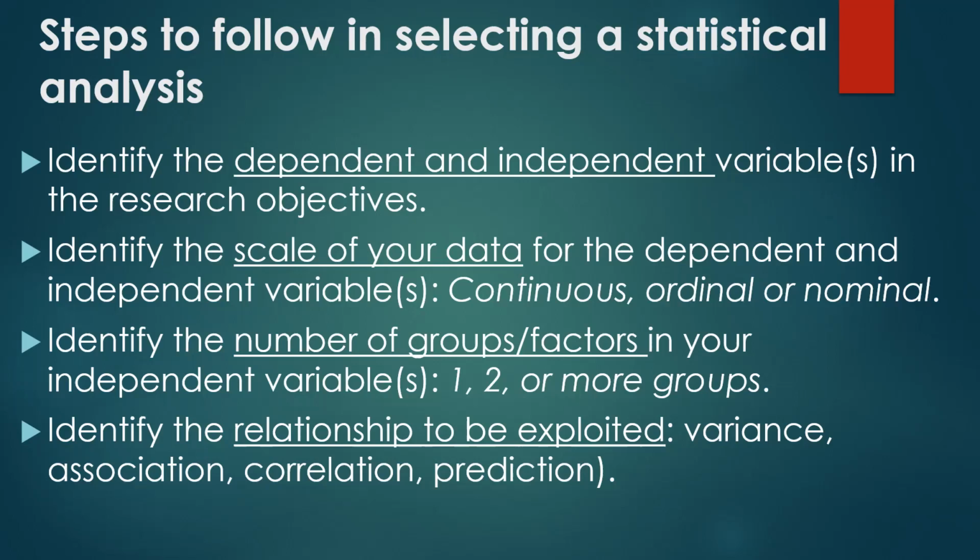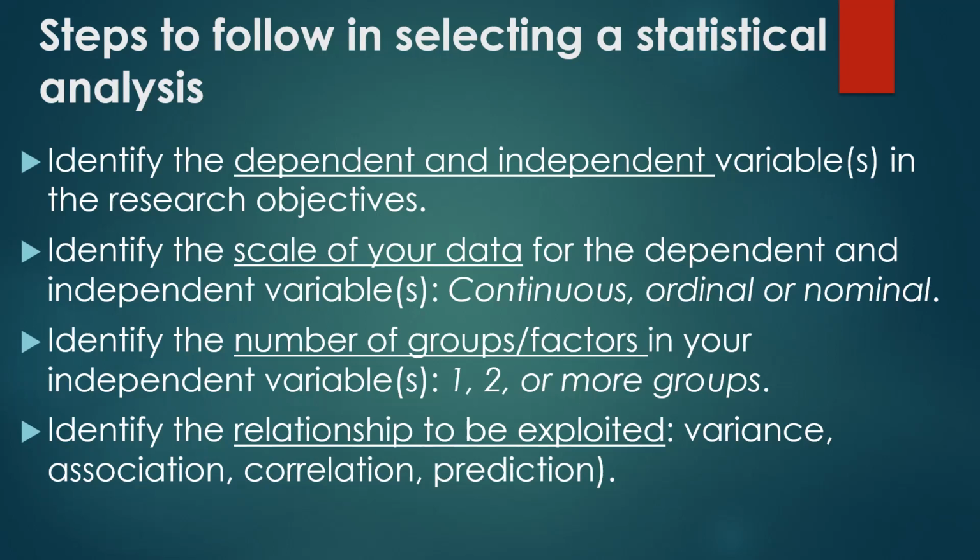Then the next thing, after you've identified your dependent and independent variable, is to identify the scale that you use to collect the data for both your dependent and independent variables, because you have to collect data for both. So you must know the scale. The scale can be continuous, ordinal, or nominal, and this will automatically translate to continuous data, ordinal data, or nominal data.